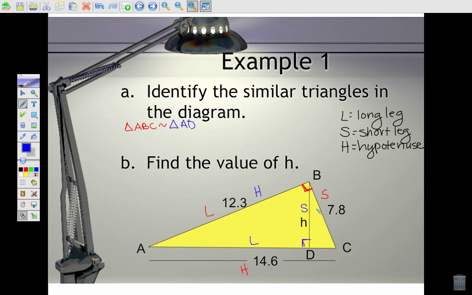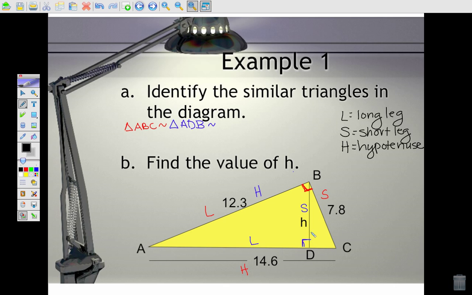And then I went to BC. BC on the red triangle was the short leg. So my short leg here is DB. So now I know I have those matched up the right way with the proportional sides corresponding. So I have one more to label.